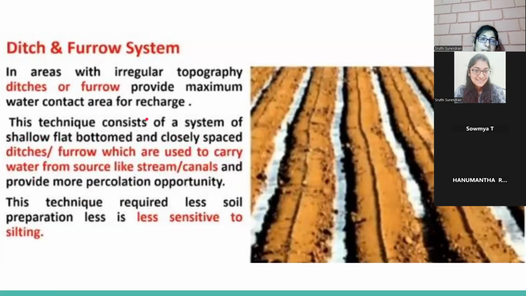So the intention behind a ditch and furrow system is to increase the contact time of water with the soil, so that instead of flowing off at a fast rate, it flows at a slower rate. It will have opportunities to get collected and then flow when the level increases. Meanwhile, recharging can occur. So this is the ditch and furrow system.